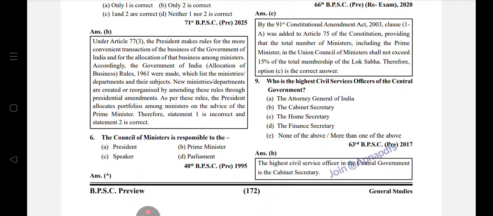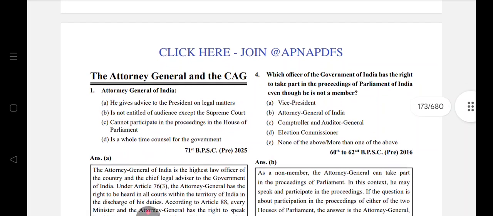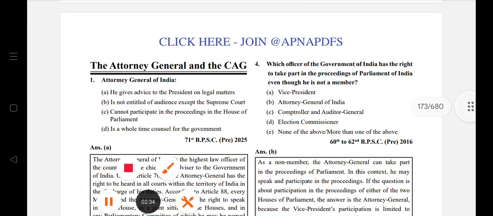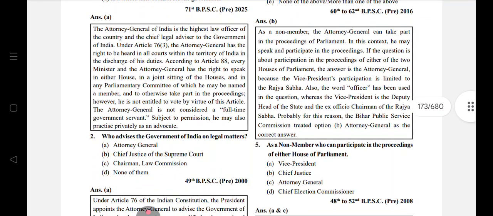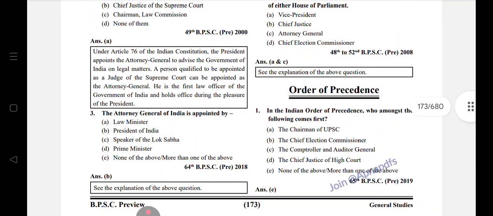Who is the highest civil service officer of the central government? Cabinet Secretary. Attorney General and CAG. Attorney General gives advice to the President on legal matters. Advises on legal matters, Attorney General. Attorney General is appointed by the President of India.